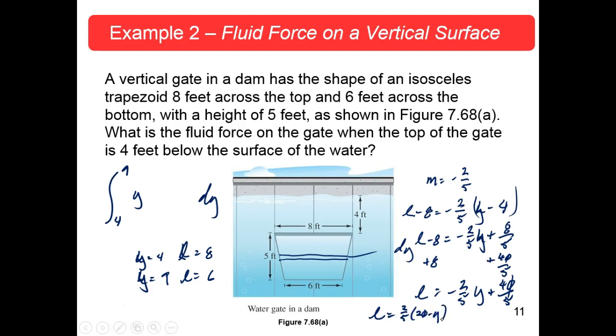Okay. Let me make sure. They got 24 minus y. How did they do that? Or do they?